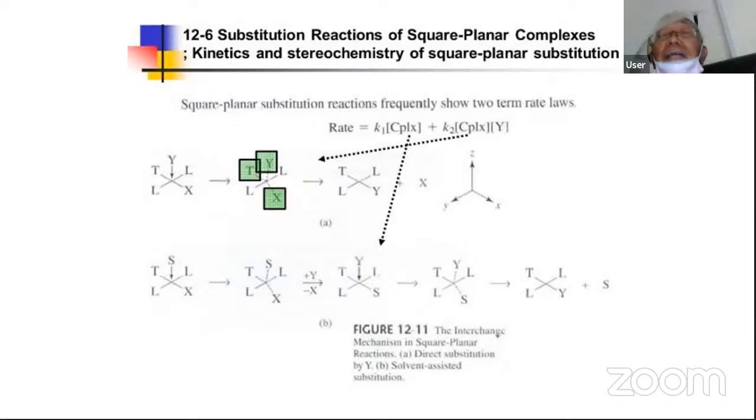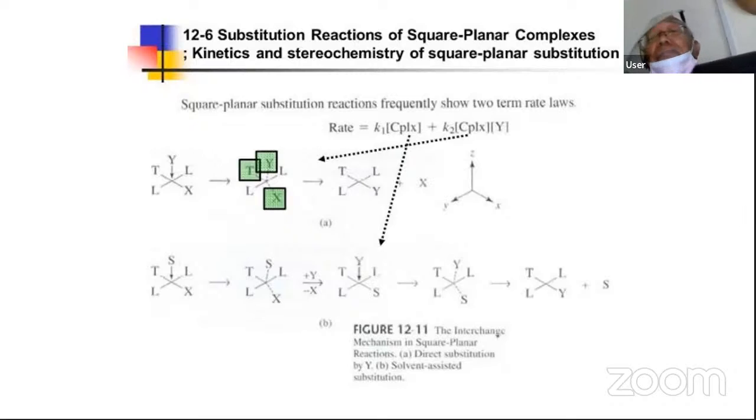So from this scheme, you can write the kinetic equation. And that equation, depending on the condition of the reaction, will give you second order or first order. And then you do a kinetic experiment. If under that condition the kinetic experiment is first order, then you know it's dissociative. If second order, then you can tell it is an associative mechanism.